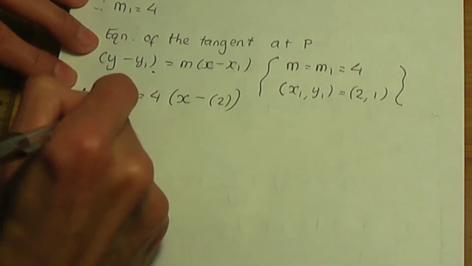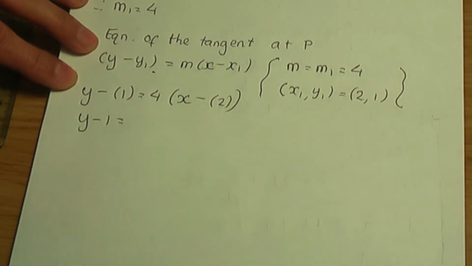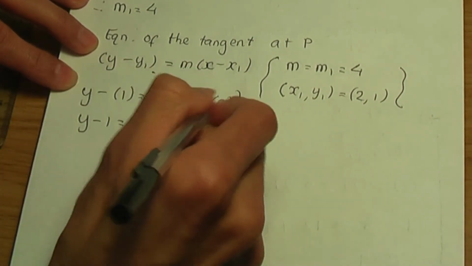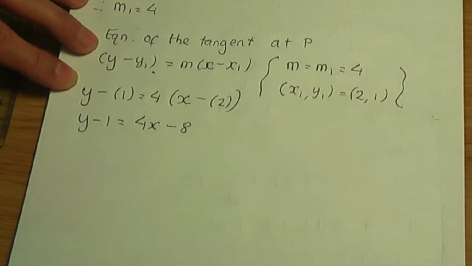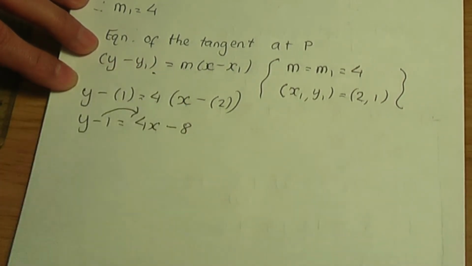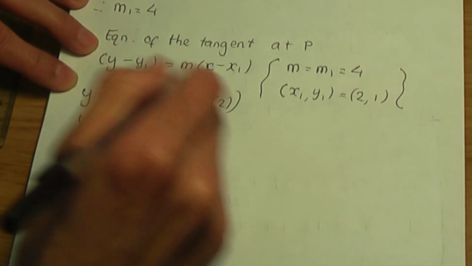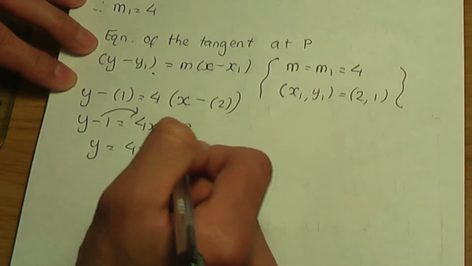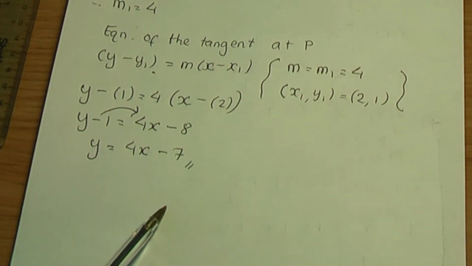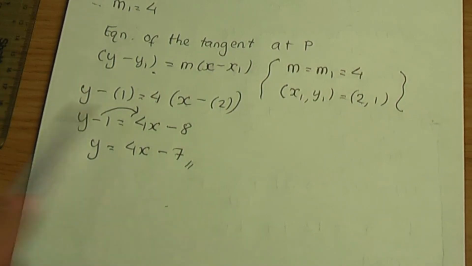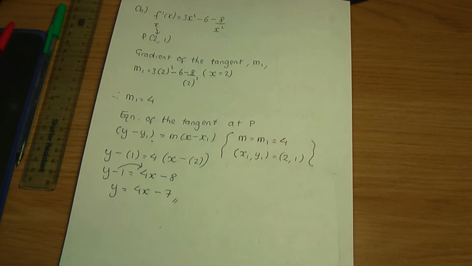Now if we get rid of the brackets, we'll have y minus 1 on the left. That is equal to 4 times x, which is 4x, 4 times minus 2, which is minus 8. And if I take the minus 1 to the right, we have y is equal to 4x minus 8 plus 1, which is minus 7. So that should be the solution to part B, that is the equation of the tangent. Remember, we need it in the form y equals mx plus c, and that is the very reason why I have it in that form. So that's the solution to part B, and that is the end of the question.